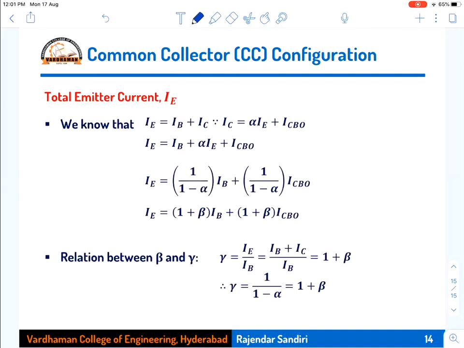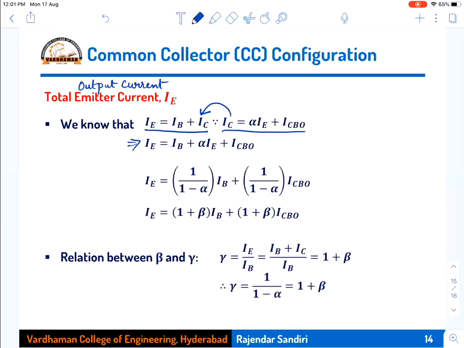Now the output current expression: total emitter current is IE. Output current is IE, and IE can be written by the basic formula as IB plus IC. And IC you already know in terms of alpha: alpha IE plus ICB naught. If you substitute it here, you will get IE is equal to IB plus alpha IE plus ICB naught.